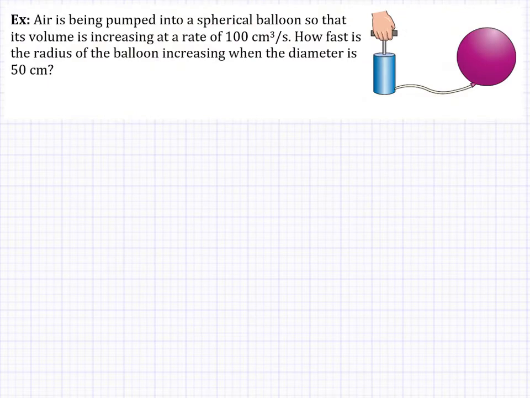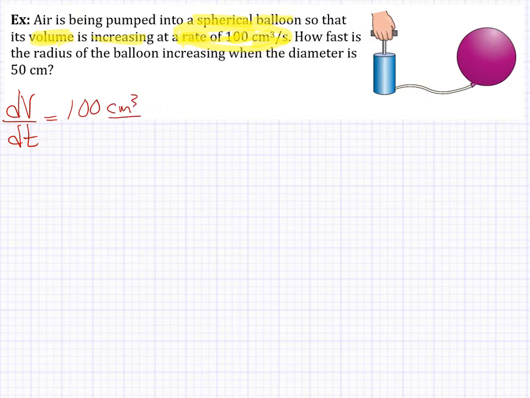So here's an example of a problem where we can use related rates. Air is being pumped into a spherical balloon so that its volume is increasing at a rate of 100 cubic centimeters per second. Right there, that's a derivative they're giving you, and that's the volume's derivative. So just out of that part, they're basically telling you that the derivative of V, the change in V over t, is 100 cubic centimeters per second.